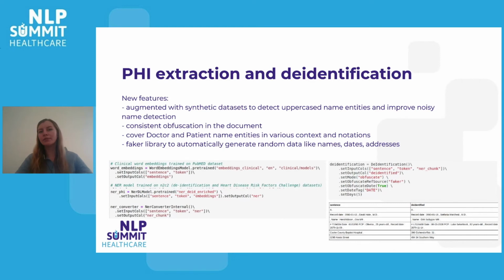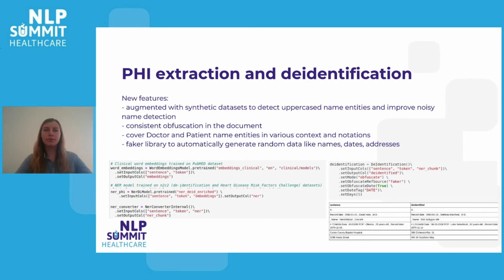We first need to load the embeddings we're going to use. We used clinical embeddings, which were trained on the PubMed dataset. And then we used the enriched de-identification model. This model allows us to select the entities, so entities like patient name, doctor name, and address will all be detected there. And then with the de-identification model, we make sure we obfuscate them.